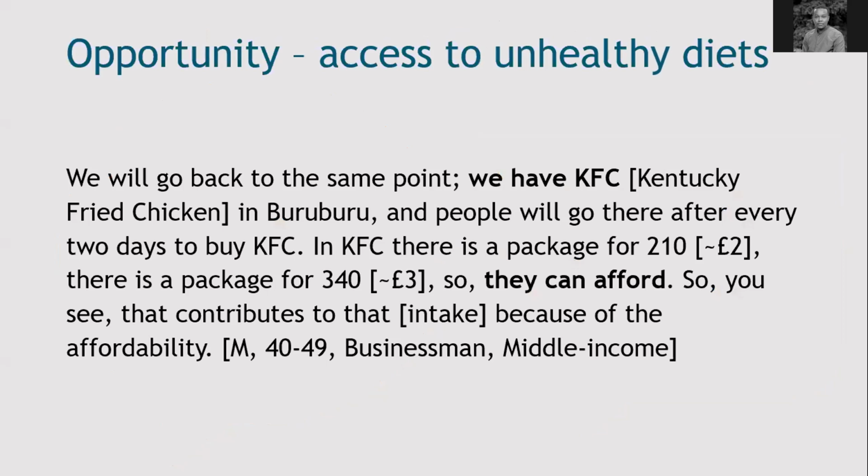Then the other source of behavior is access to unhealthy diets at the opportunity level. And this was mainly in the middle income community. So there is an increase in westernized big food industries, such as Kentucky Fried Chicken, and they are cheap. And so it's available and it's affordable. So this man from the middle income community mentions a package going for about 2 or 3 pounds, and therefore it's affordable. And so that increases the intake of unhealthy diets.